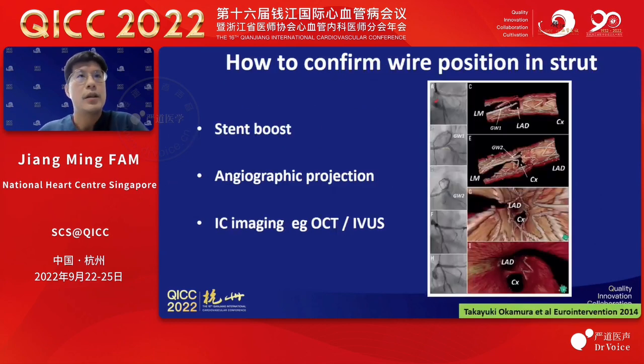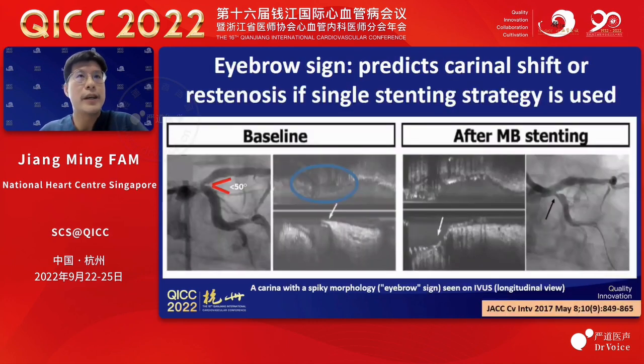Now, intracoronary imaging is also useful in bifurcation stenting, when confirming wire position other than using the traditional methods, as shown here. This image shows a spiky carina, or what is called an eyebrow sign, seen on the IVUS automated pullback that predicts carina shift if a single stenting strategy is used. IVUS can therefore detect anatomic features which can favor a double stent over a single stent strategy.